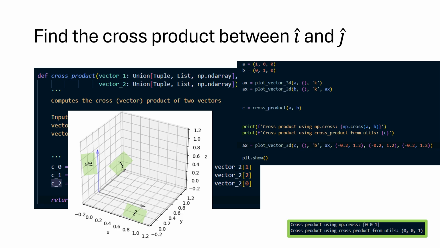There is also another important result that we see: the cross product between the i unit vector and the j unit vector produces the k unit vector, which is orthogonal to the plane containing the i unit vector and the j unit vector. We can also see that the cross product of the i unit vector with itself is equal to 0.